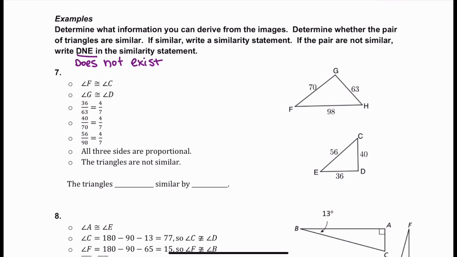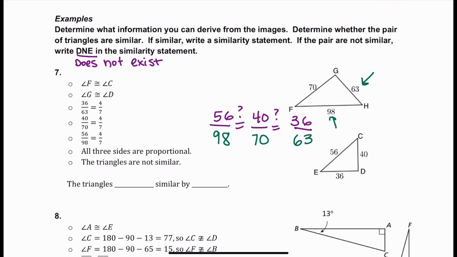So we're going to make some fractions here. Notice that the smaller triangle is in the numerator. So I'm going to put all of the smaller triangle numbers on top, 56, 40, and 36. And then we're going to put the corresponding triangle with it in the right order. So the biggest number is 98. It's going to go under the biggest number here of 56. The smallest number is 63. That's going to go under 36. And 40 is going to go under 70.